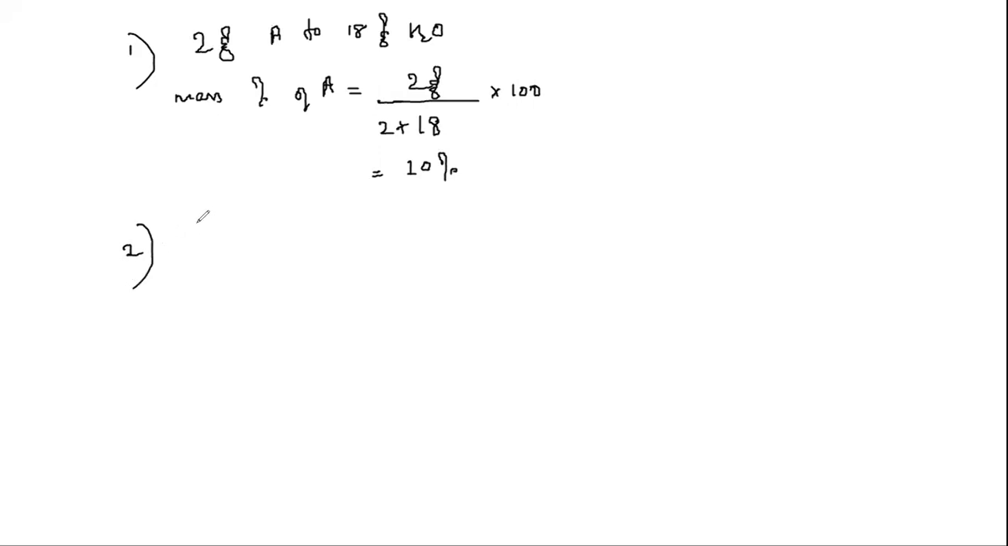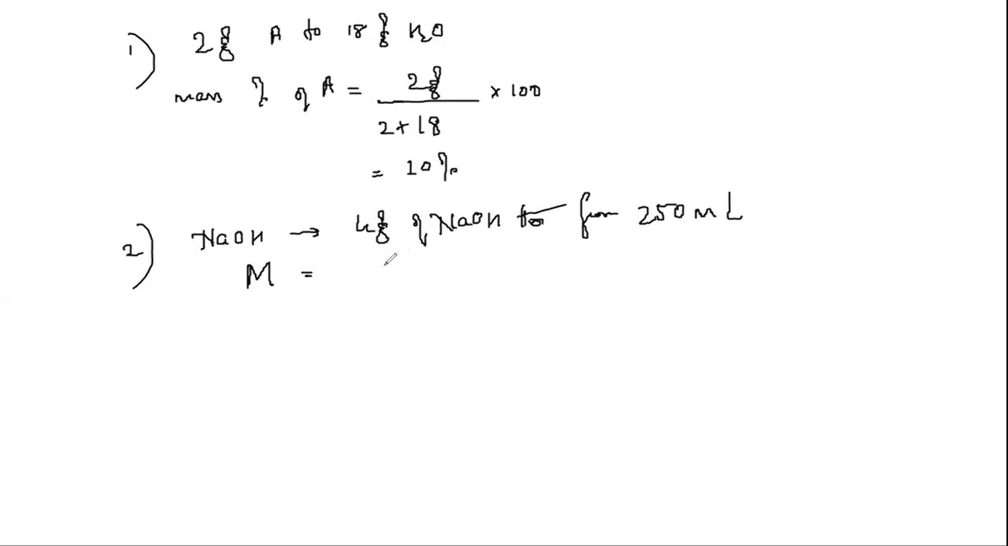Another example, calculate the molarity of NaOH solution prepared by dissolving 4 grams of NaOH in enough water to form 250 ml of solution. So the total solution is 250 ml. What is molarity? Symbol is M. Number of moles of solute. They have not given us the moles of solute. They have given us mass. So if they have given us mass, how to calculate moles? The formula we already know. Moles is equal to mass of substance divided by molecular mass.